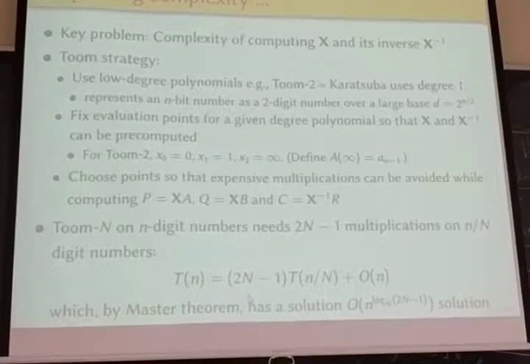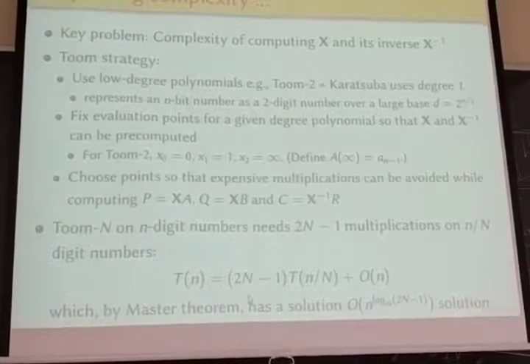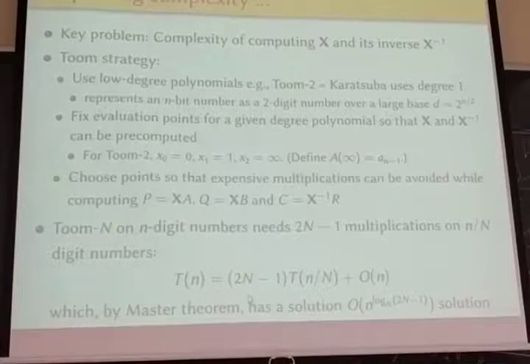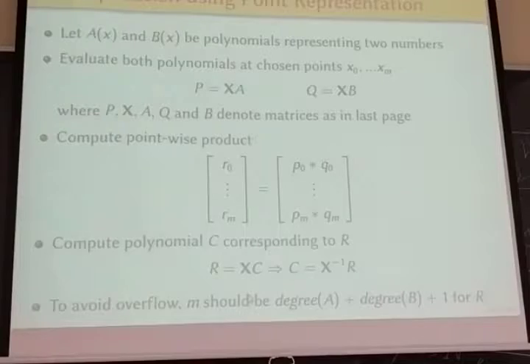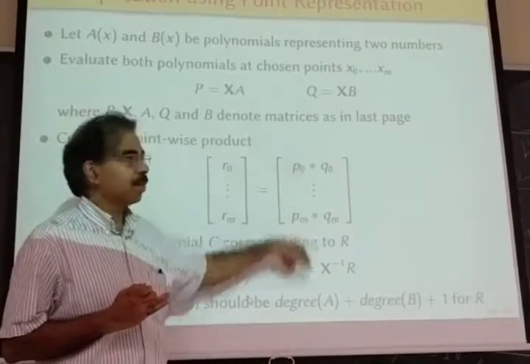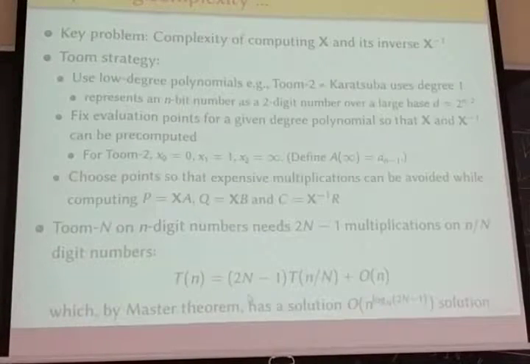Because if you have capital N digits, that means we have a polynomial whose degree is capital N. And what we said before is if you want to do all this without any loss, then you need to work with 2 times capital N minus 1 points, okay? So your m in the previous slide is going to be 2 times capital N minus 1, which means that you basically are doing 2N minus 1 multiplications, okay?